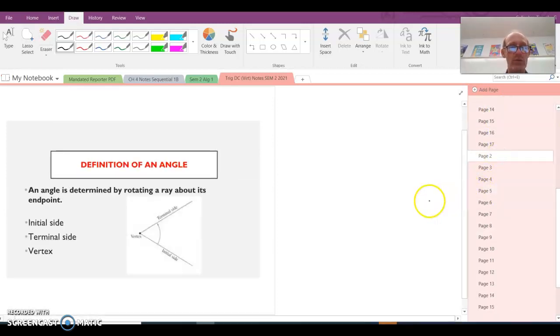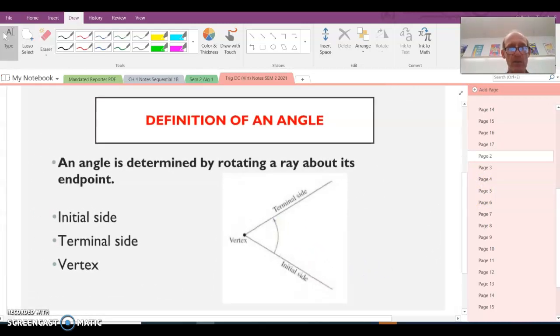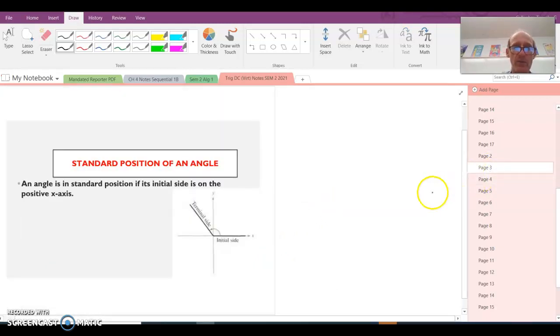starts out with the definition of an angle. Now, as you can see from the Google slide notes, this is an angle in trigonometry. This is the vertex. This is the initial side, which will be the positive x-axis, and then the angle goes this way. We talked about that in class, where the initial side was the positive x-axis, and the terminal side was who knows where. And then this direction was positive, and this direction was negative.